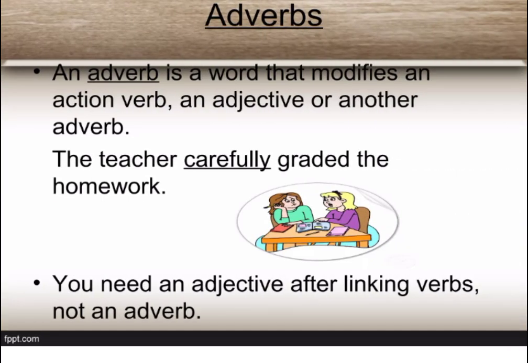Adverbs. An adverb is a word that modifies an action verb, an adjective or another adverb. The teacher carefully graded the homework. You need an adjective after linking verbs, not an adverb.